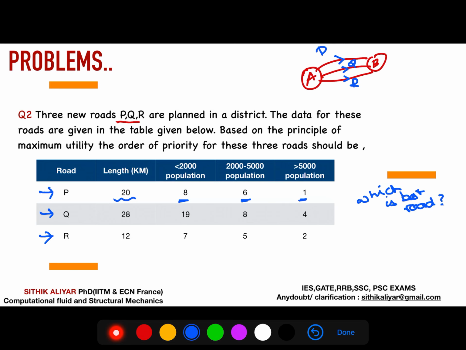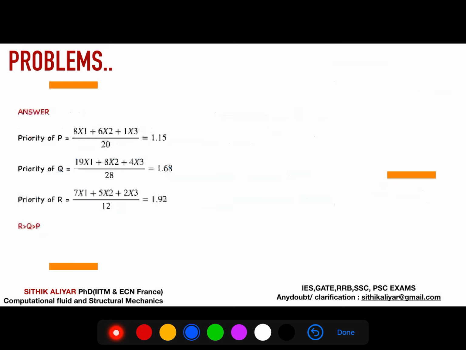P, Q, R. Or you give it in the order of priority. That's what they are asking. Okay, you can pause the video and solve it yourself. The hint I will give you is that you should have an idea of the saturation unit. This term you should know to solve this problem. Anyhow, if you don't know, please come to the answer, or you can pause and solve it yourself.